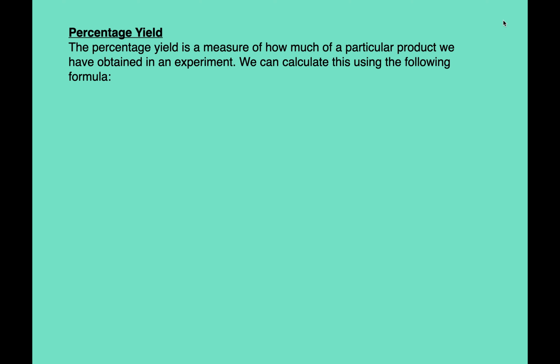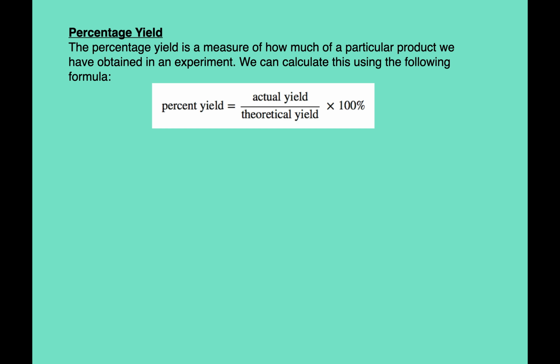So you want your reactants to make as much of your product as possible and no waste. Okay, so the percentage yield is a measure of how much you've obtained of a particular product in an experiment. The formula, nice and simple. Percentage yield is the actual yield, so how much you do get, divided by the theoretical yield, how much you should get, times by 100%.